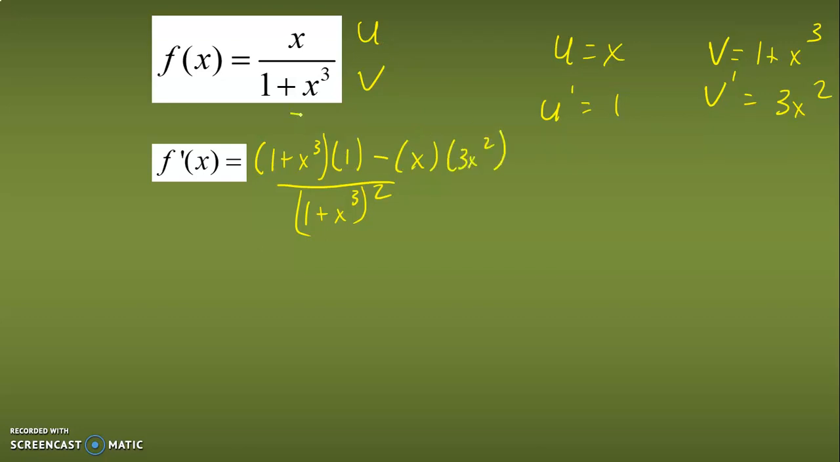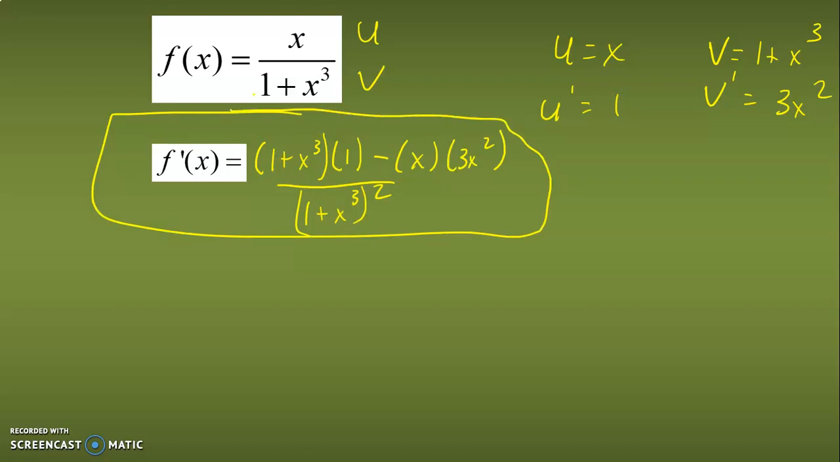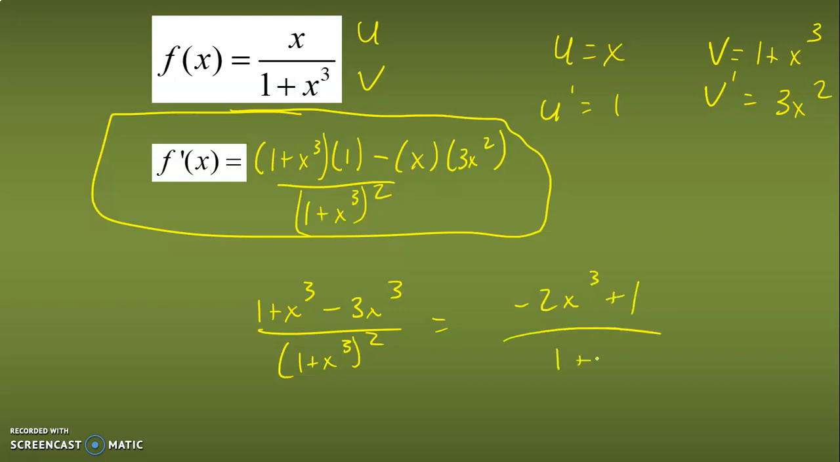Again, if this is an AP question, I could stop right here if it's free response. It would probably be multiple choice. Usually you do not want to multiply out the bottom. It's usually going to be something squared. So on the top here, 1 plus x cubed minus 3x cubed, which would be negative 2x cubed plus 1, over 1 plus x cubed squared. Now, if you did multiply the bottom out, that'd be fine. You just don't have to.